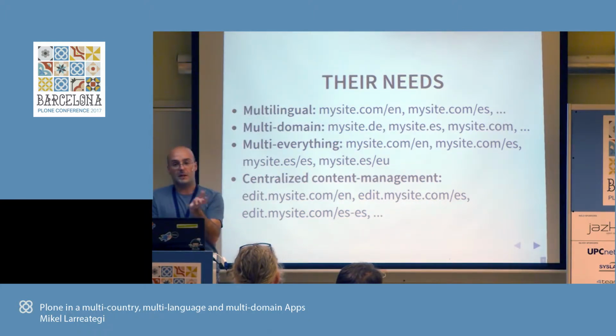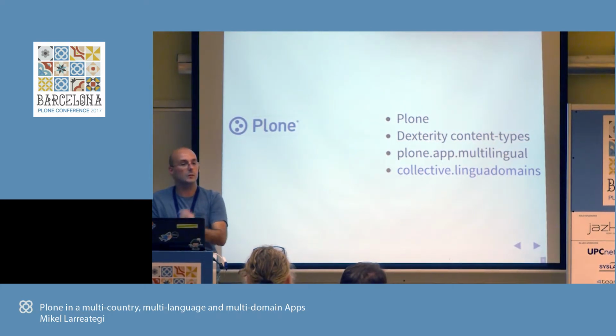Well, it was a bit of a challenge at the beginning because we didn't know how to manage all that stuff. But from the beginning, we decided to do this with Plone, and we investigated content types and the new standard solution to do multilingual things in Plone, that is currently plone.app.multilingual. We found also a nice add-on called collective.lingua domains that provided us with a way to provide different domains with only one Plone instance, only one Plone installation, to provide different domains within the application.